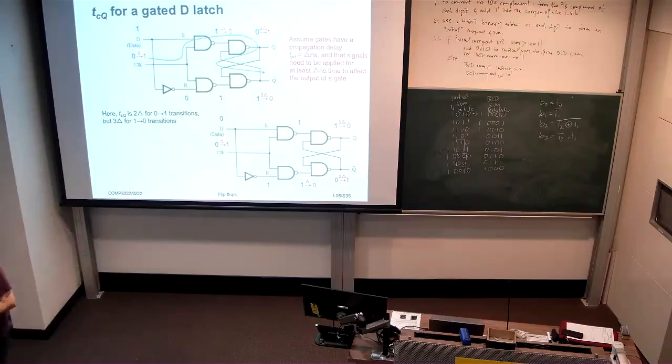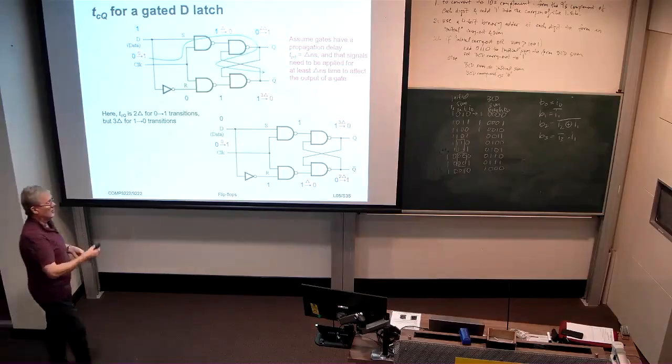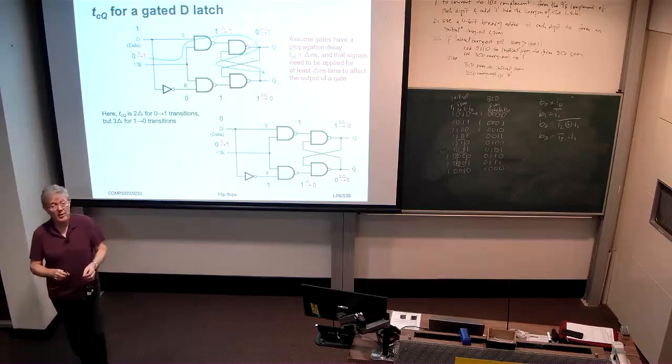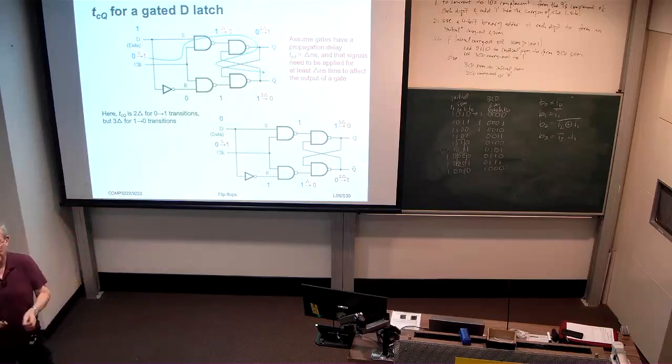Why don't we care about the 3 delta for Q bar? Because it's the clock to Q propagation delay that we care about, not the clock to Q bar. So the output of the flip-flop is taken as the Q output, not the Q bar output. All right? Okay.